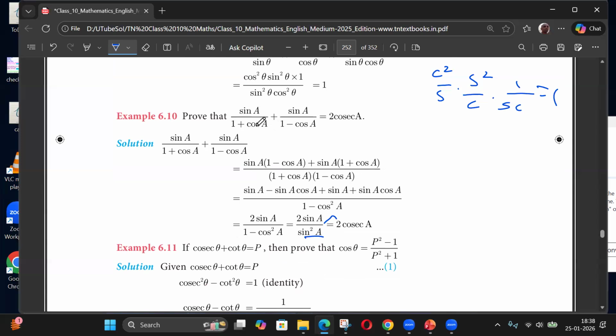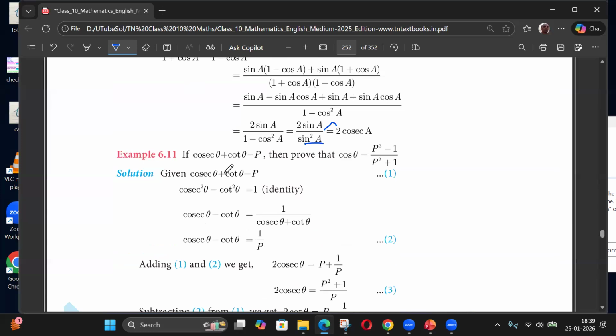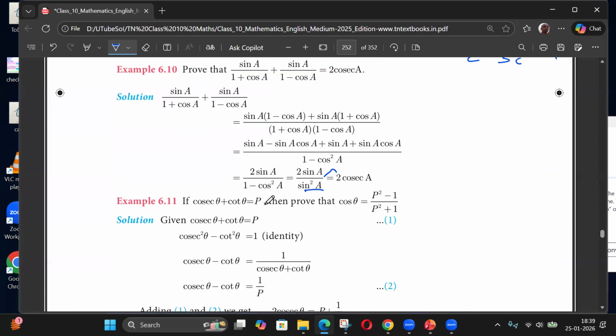So here you have to recognize that if you multiply, these two will become simpler. So what we are multiplying is cross multiply. Here cosecant plus cot is p. Prove that cos theta is okay.